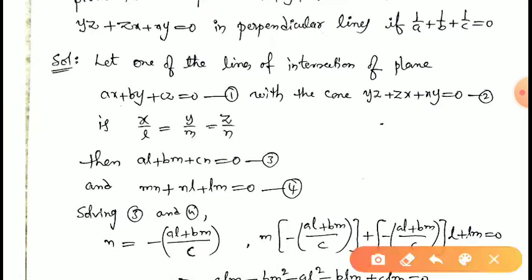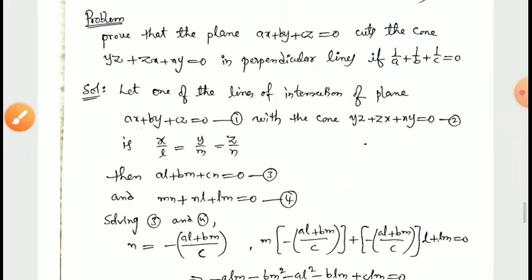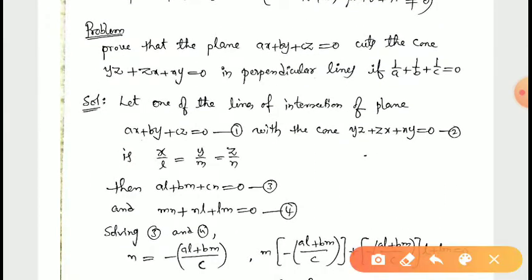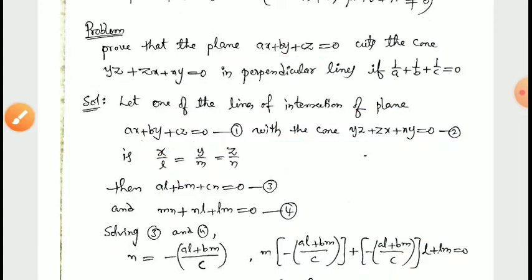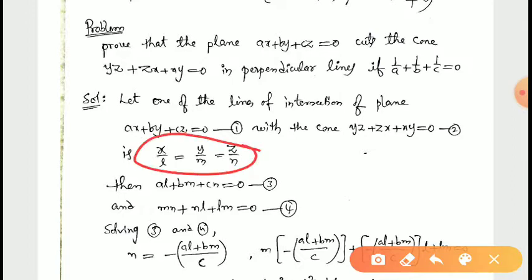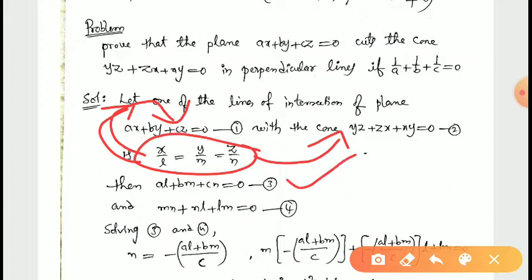Suppose that this plane cuts this cone in two lines. Out of these two lines, suppose that this is one line. Let one of the lines of intersection of this plane with this cone be x by l is equal to y by m is equal to z by n. That means this straight line lies on this plane and also is a generator of this cone. Since this lies on this plane, we must have al plus bm plus cn is equal to 0.